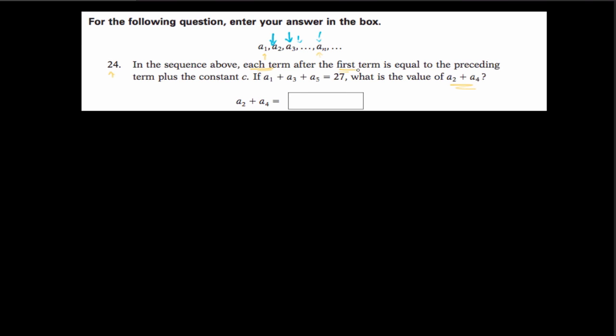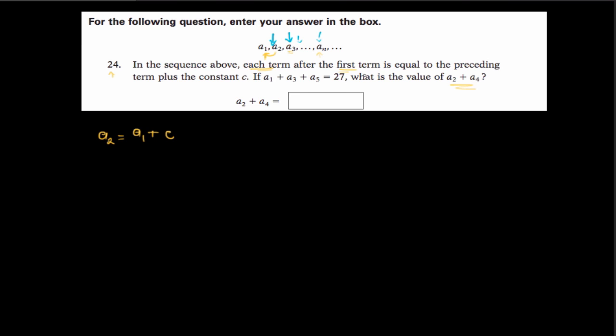So how will I treat a question like this? To interpret this, each term after the first term, an example is A2, so A2 is equal to the preceding term plus the constant c. The preceding term before A2 is A1, so A2 is just going to be A1 plus the constant c. That's what it implies. Now the next one is A3.